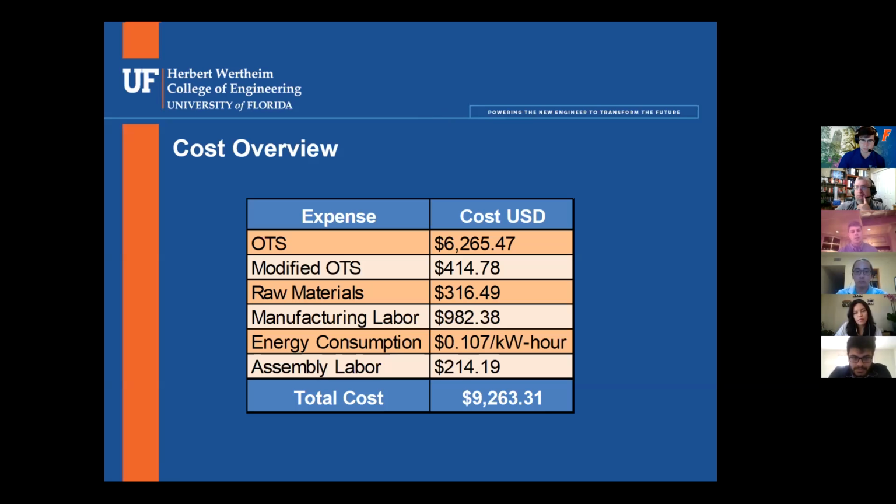And finally, the cost of assembly labor was about $214 and was established using the Boothroyd and Dewhurst assembly time charts. And the total cost of the project came out to about $9,263.31.